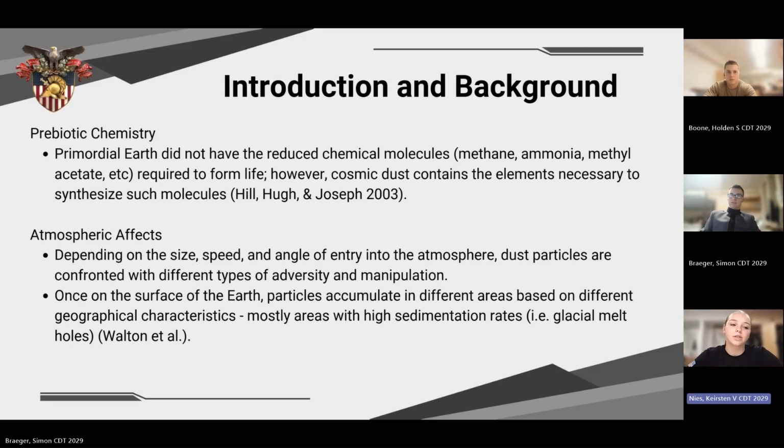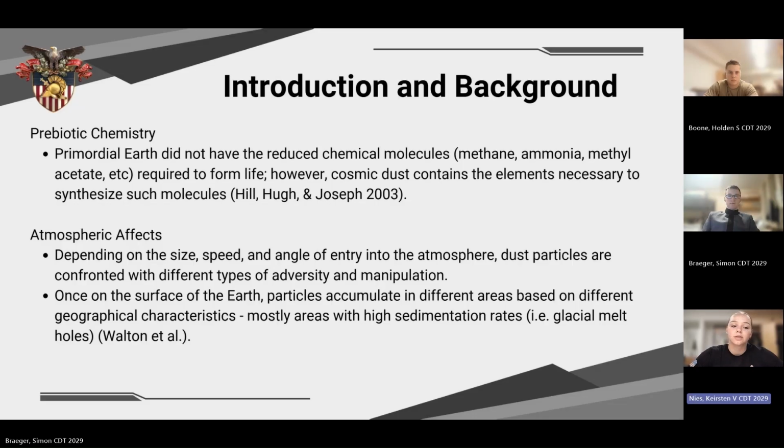Okay, so introduction to problem A. Space dust primarily is concerned with prebiotic chemistry. Primordial Earth did not have the reduced chemical molecules, methane, ammonia, methyl acetate, etc., required to form life. However, cosmic dust contains the elements necessary to synthesize such molecules in their most basic form.